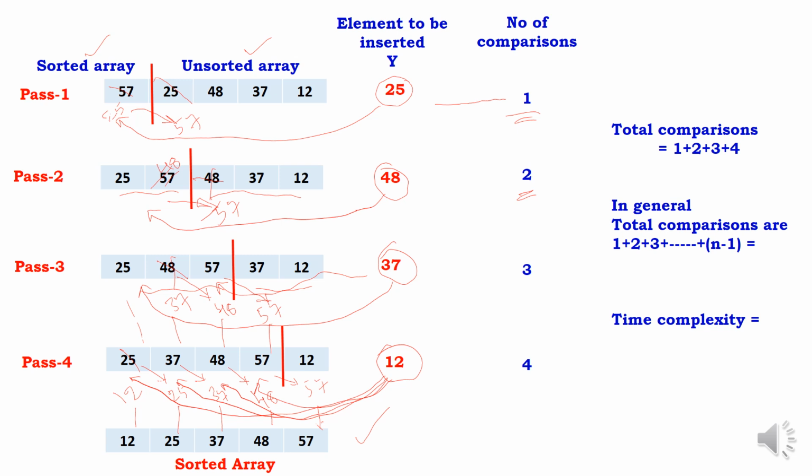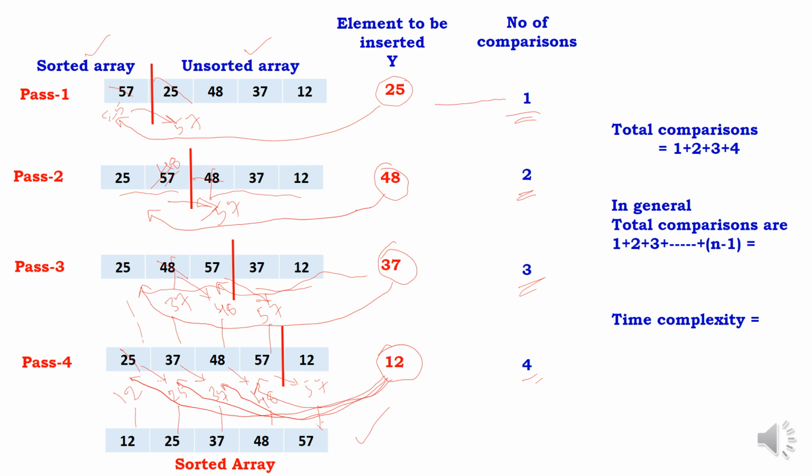In the third pass, 37 is inserted, and it is compared with 3 elements. After comparing 3 elements, 37 is inserted. So the number of comparisons is 3. In the fourth pass, 12 is inserted after comparing with 4 elements. So there are 4 comparisons. The total number of comparisons when we sort an array of 5 elements is 1 plus 2 plus 3 plus 4.